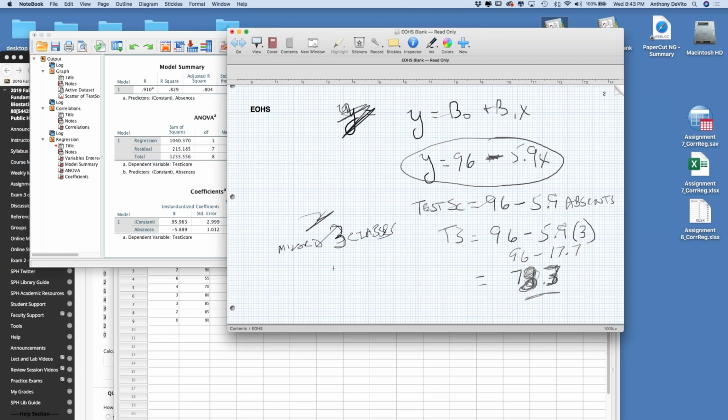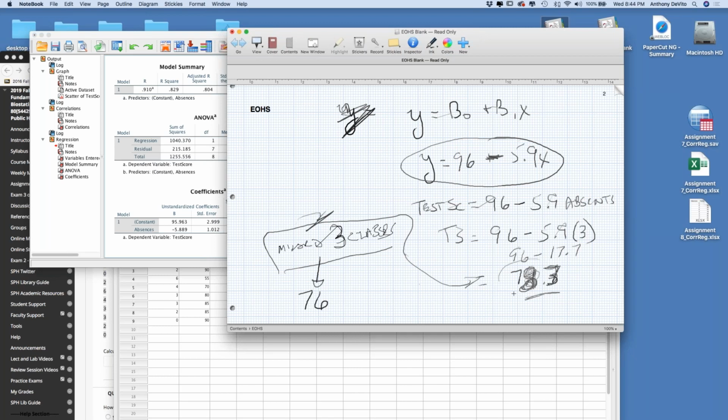Okay, so let's say this guy who missed 3 classes, we predict he's going to get a 78.3. He goes and takes the test. And the result is a real-life test score, not an estimated test score. His real-life test score is 76, right? Well, okay, pretty close. Our prediction was pretty close, so we're patting ourselves on the back. But there's a difference here, right? That difference has a special name in statistics.